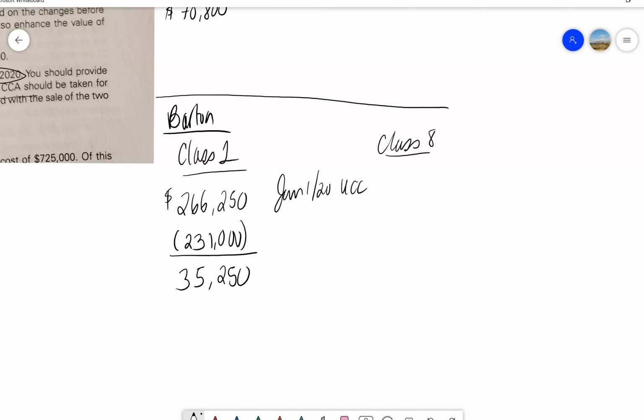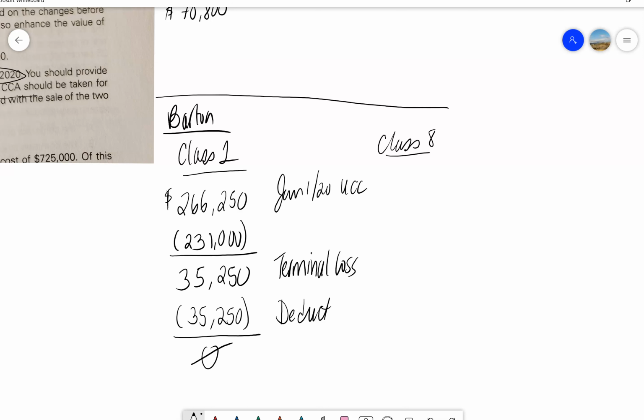Now, because each building has to go into a separate class, there are no more assets left in this class. And so we said in Chapter 5, whenever we have a positive balance in a CCA class and there's no assets remaining when we get to the end of the year, this is known as a terminal loss. And that amount we get to deduct when we calculate our income. So in this example, when we calculate our net rental income, we get to deduct $35,250, and that's going to reset this class to zero. So we'll add that to our net rental income after we finish Class 8.